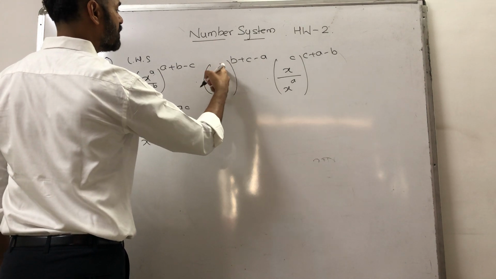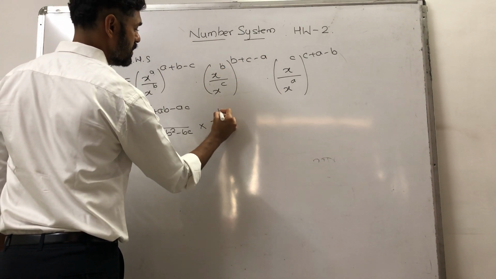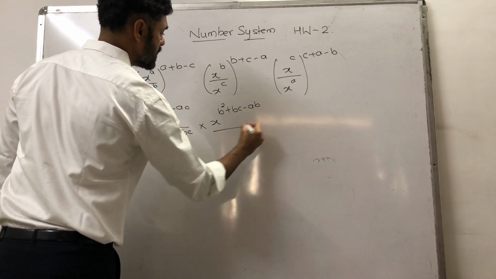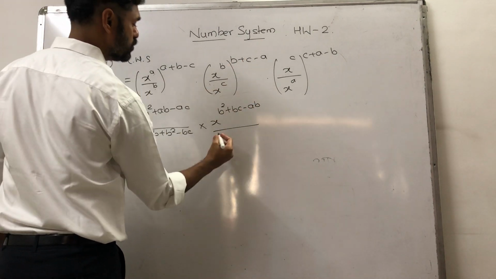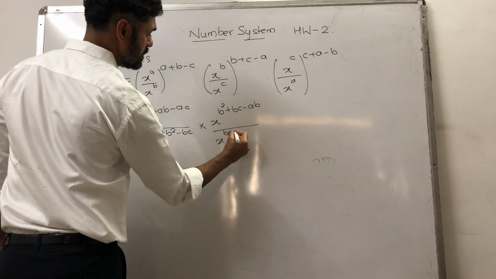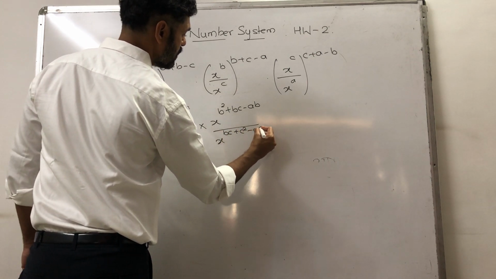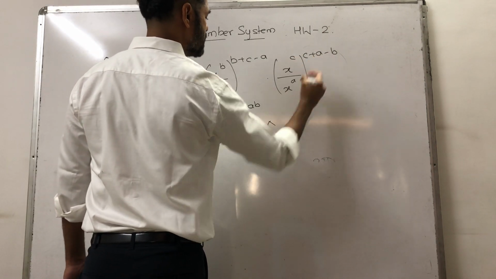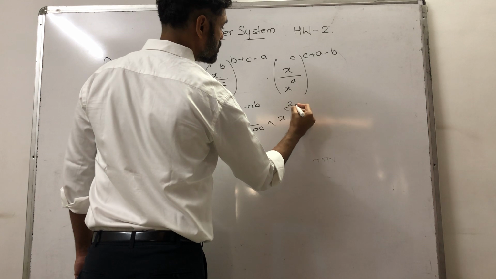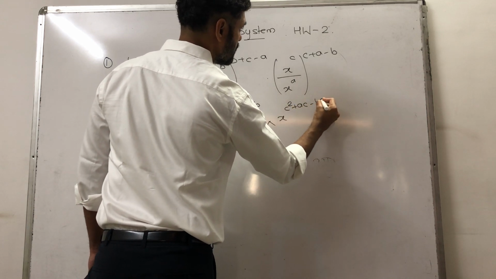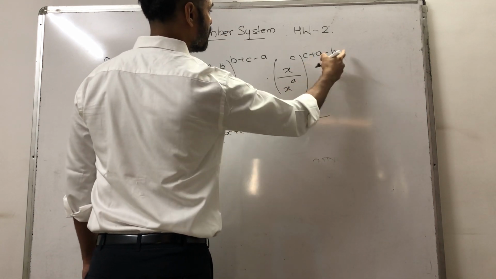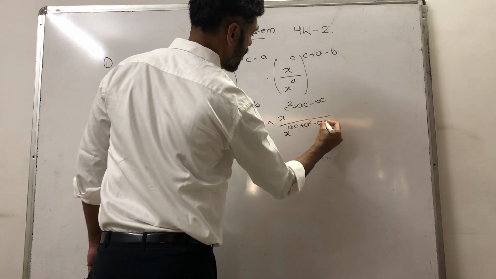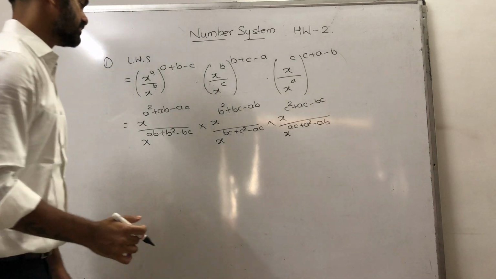We'll do the same here, you multiply b with these 3 terms, so it will be b square plus bc minus ab. In the denominator, on multiplying c to these 3 terms, you get bc plus c square minus ac. Perform the same step here, you multiply c to the 3 terms, it is c square plus ac minus bc. In the denominator, multiply a, you get ac plus a square minus ab.